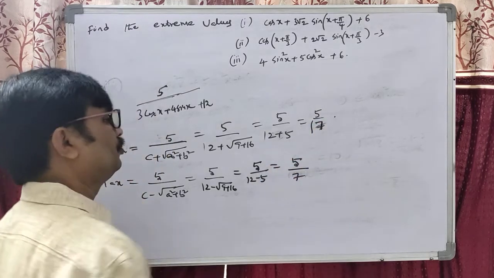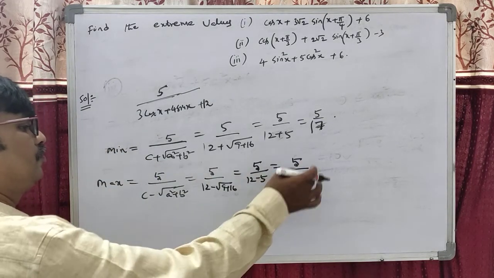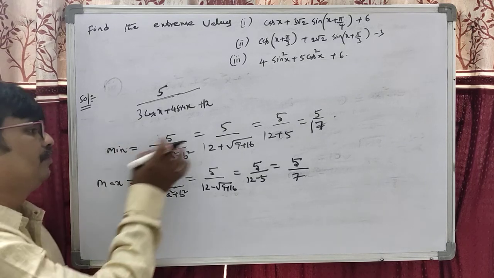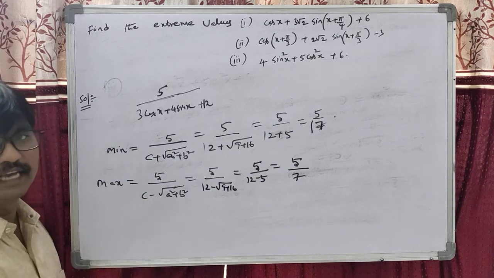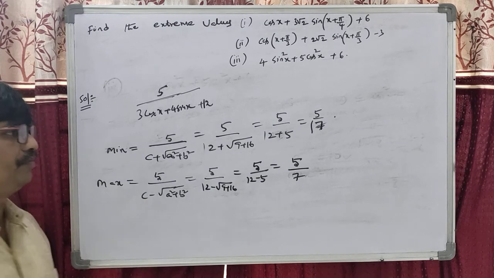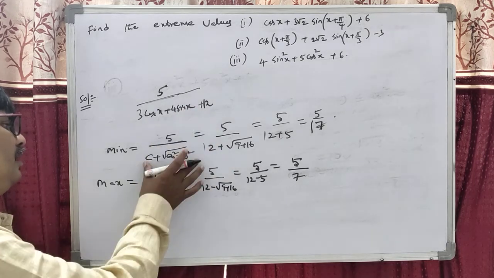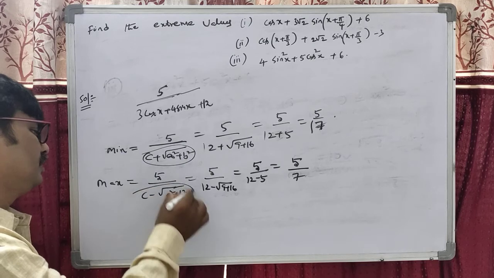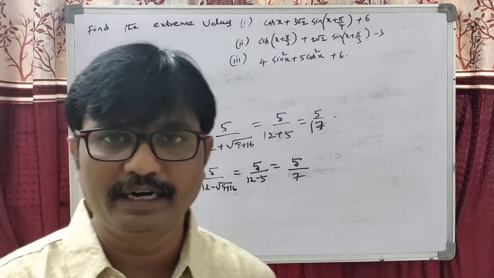So we have to know that 5 by 17 is the minimum, 5 by 7 is the maximum. So this is the formula students. The minimum is c plus root of a square plus b square. Maximum is c minus root of a square plus b square. When the function is in the denominator, undoubtedly we take the form c plus root of a square plus b square, and c minus root of a square plus b square. Okay students?